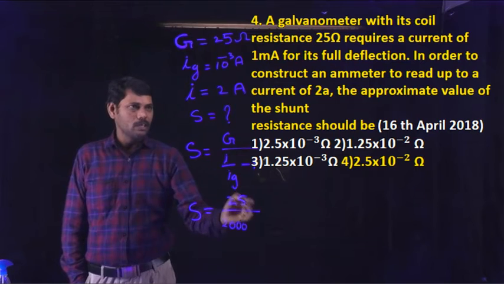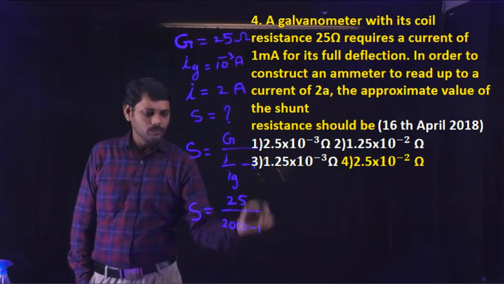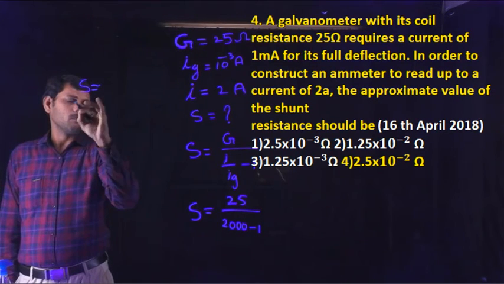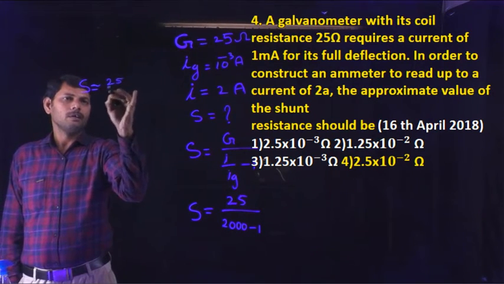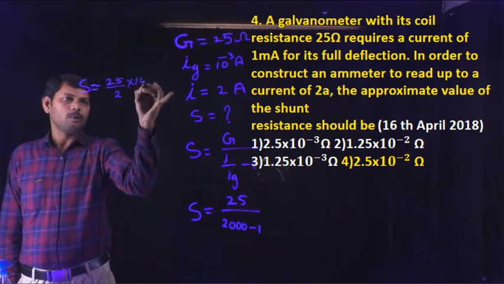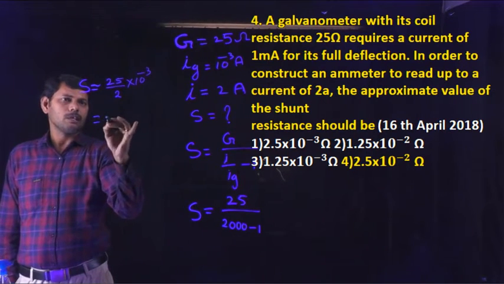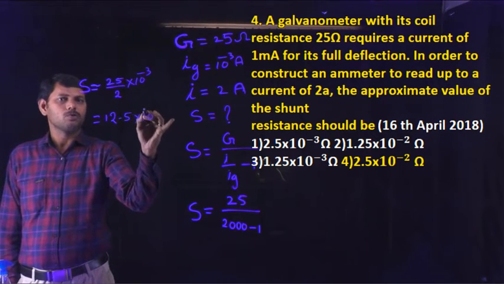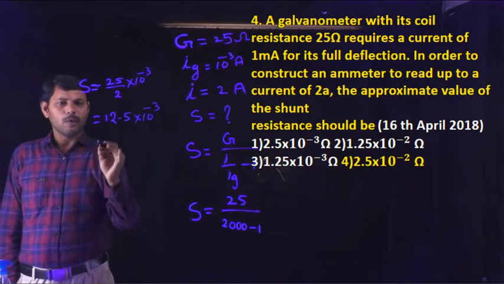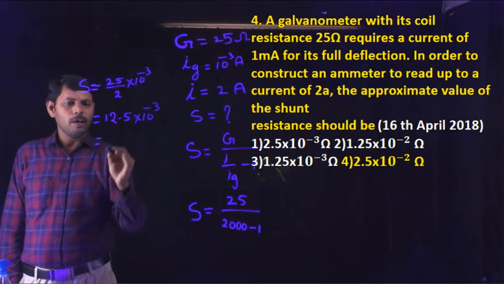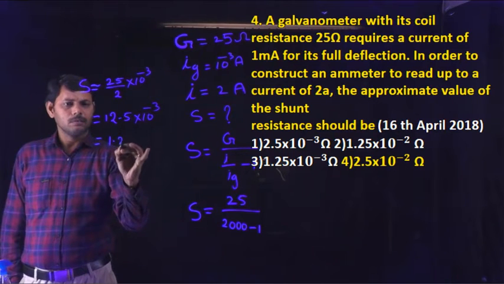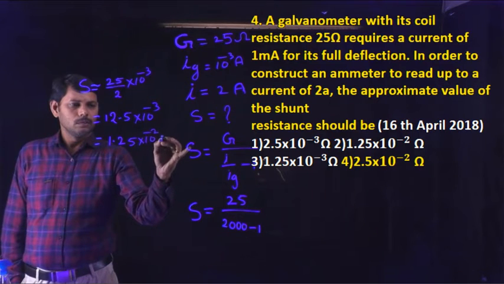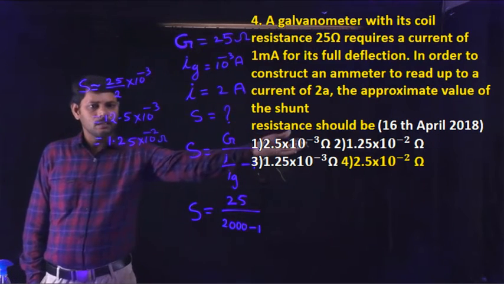Directly I write that value as 2000 minus 1. Here we consider an approximation. So this is approximately equal to 25 by 2 into 10 to the power of minus 3. So that is 12.5 into 10 to the power of minus 3, and that value is equal to 1.25 into 10 power minus 2 ohms. So the second option is correct here.